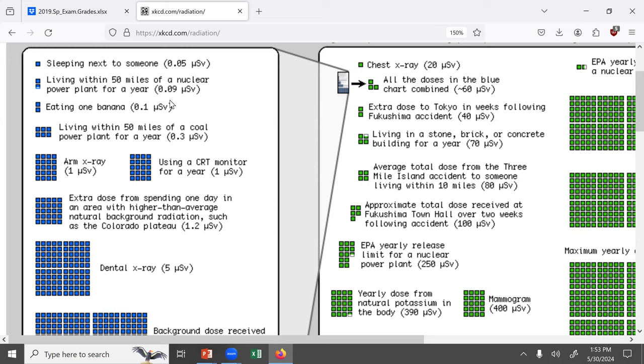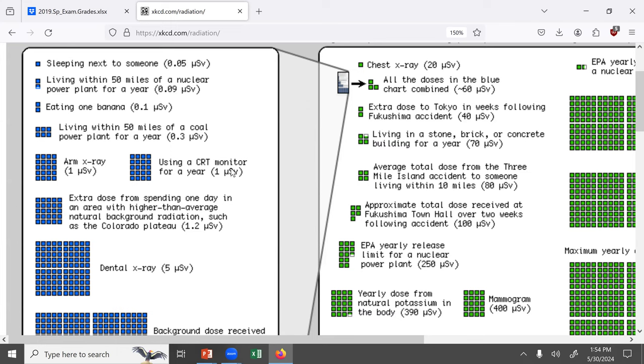If you live within 50 miles of a nuclear power plant for a year, it's 0.09 microsieverts. Eating one banana is more microsieverts because all potassium is slightly radioactive. So just eating a banana actually has more sieverts than living within 50 miles of a nuclear power plant. It was weird. And there's actually a joke unit, you know, physicists like to make jokes with their units sometimes, where they would rate your radiation exposure in units of bananas. So, yeah, one arm x-ray is 10 bananas of exposure, which is one microsievert.